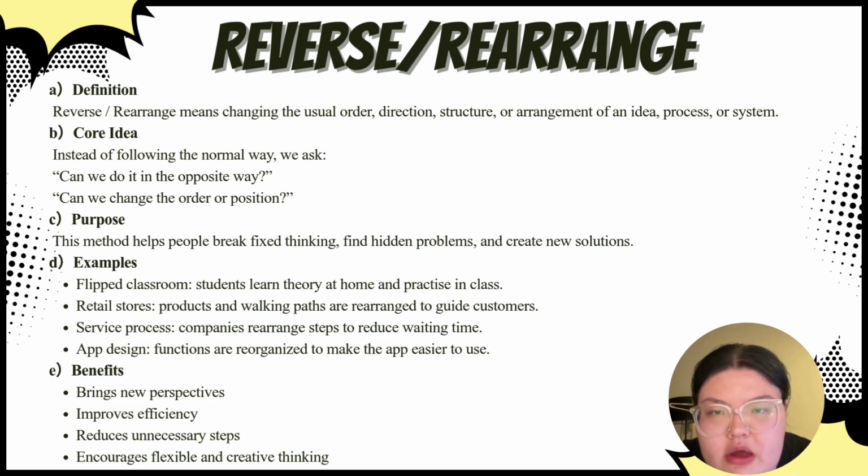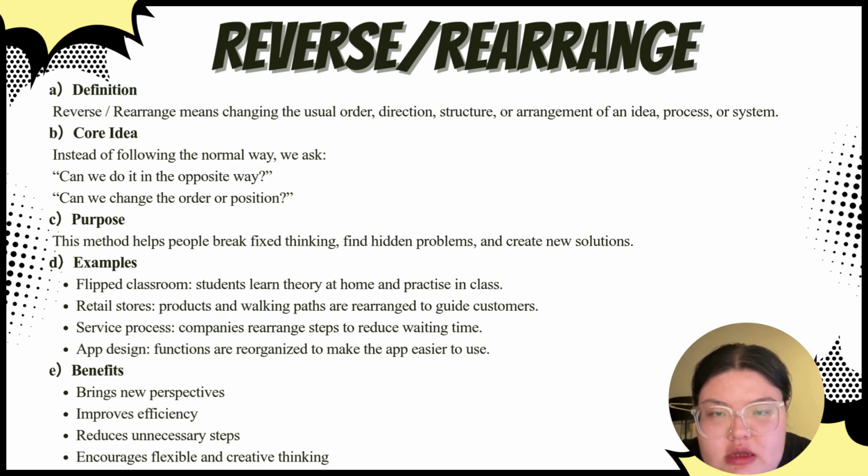In mobile applications, designers also use this principle. If users cannot easily find an important function, the app design team may rearrange the layout. They may move the most useful features to the home page, simplify the menu, or change the order of buttons. This makes the app easier to use and improves the user experience.